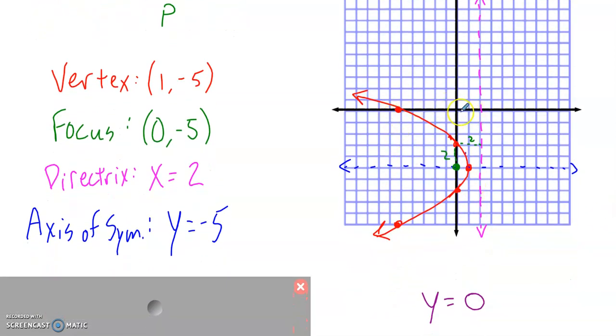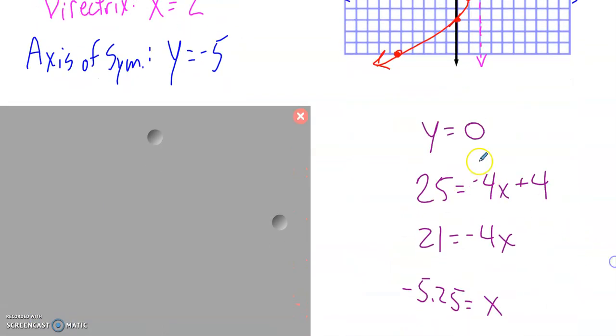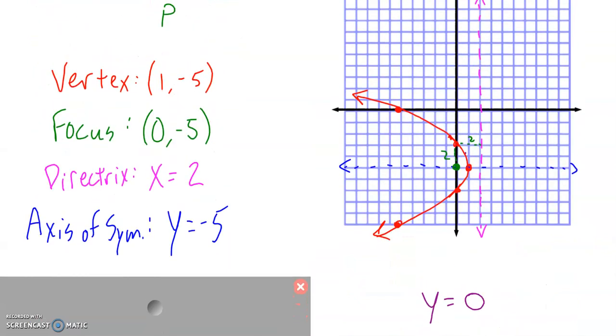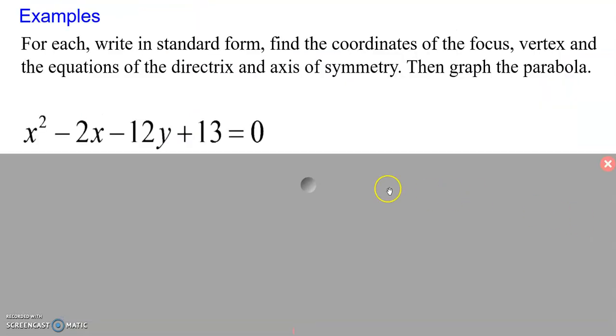Or you could plug in a number. I'm going to choose a value of 0 for y, plug in a value of 0, and I get that x is -5.25, so I could also find a point right there at (-5.25, 0). All right, let's take a look at another example here. So write this in standard form and then find all the things and graph it.